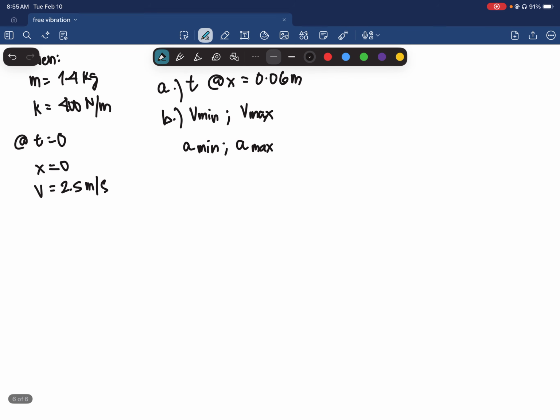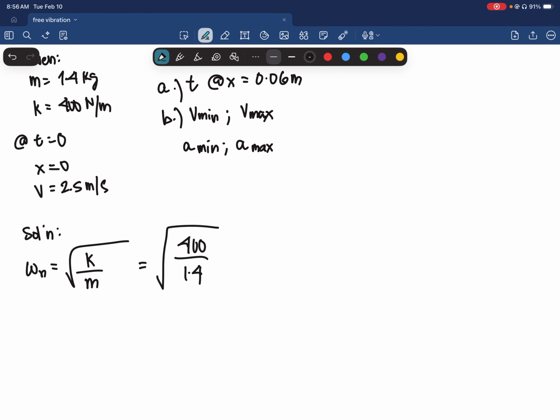I think we can solve. So first, the angular frequency, square root of k over m. That is equal to square root of 400 over 1.4. That is equal to approximately 16.9031 rad per second. Now, let's go to A.